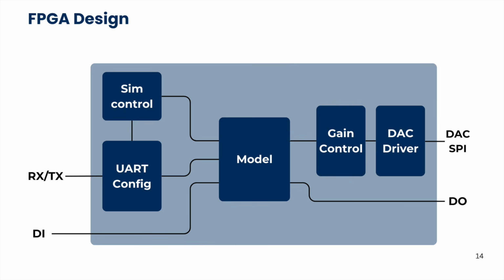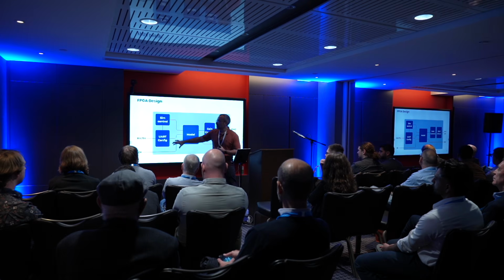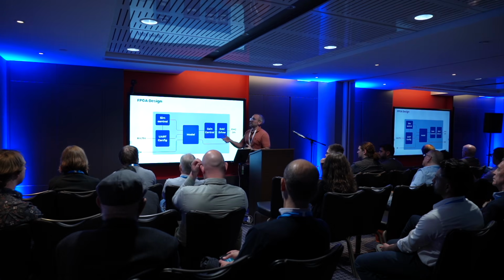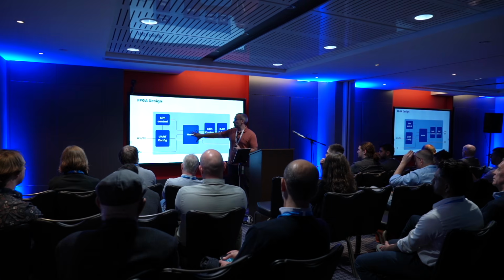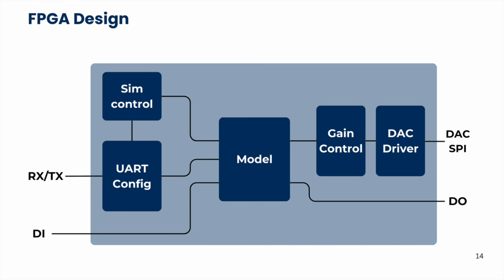In order to implement this in an FPGA, we will have something like this. We will need something that will control the execution of the model, and also we're going to need some kind of communication in order to modify the values of the resistor or the capacitor. So in case we are using an FPGA, we could have a UART configuration and a simulation control. Then we're going to have the model itself, and finally we're going to need something that will adapt the values of the model to the gain of the DAC, or the way in which we're going to extract the values of the model. So in this case, we have a gain control and a DAC driver.